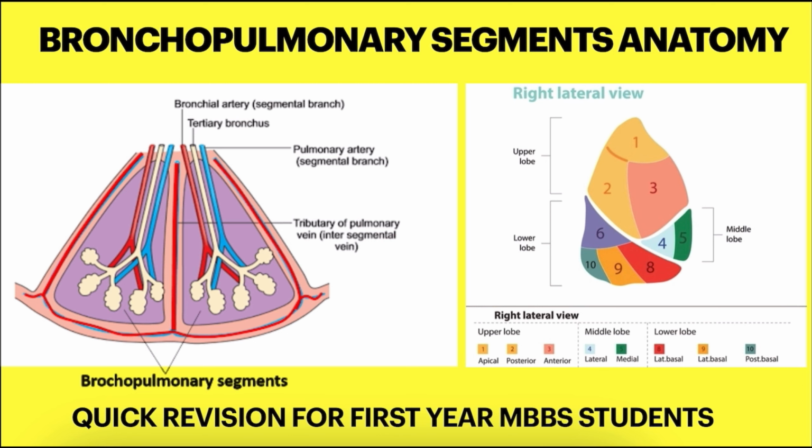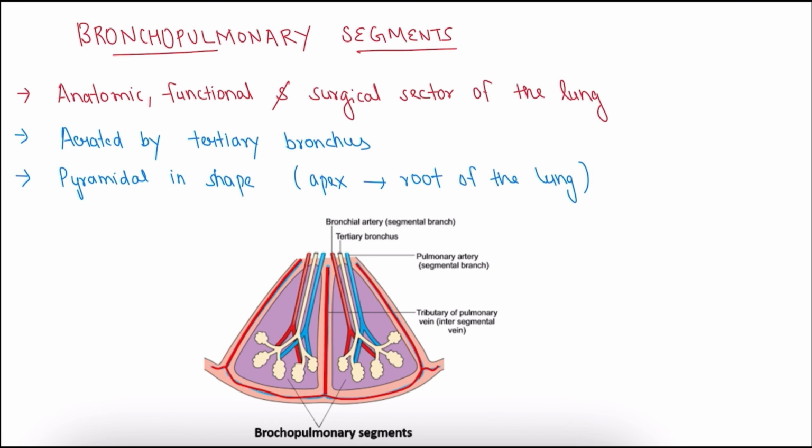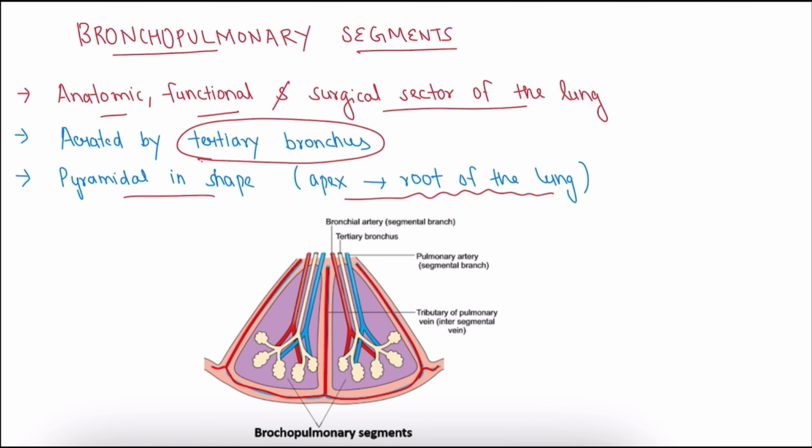So today we are going to discuss the anatomy of the bronchopulmonary segment, which is a very important topic in anatomy. Starting with the basics, what is a bronchopulmonary segment? It is an anatomic, functional and surgical sector of the lung, and it is aerated by the tertiary bronchus. We have to remember it, and it is pyramidal in shape, and the apex is directed towards the root of the lung. This is a diagram of a bronchopulmonary segment.